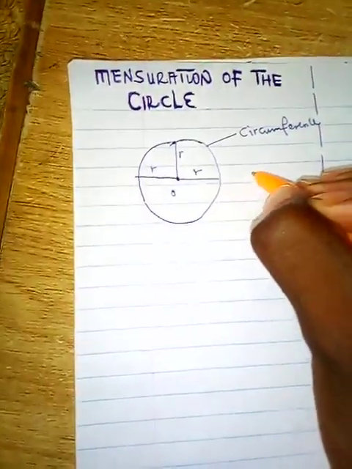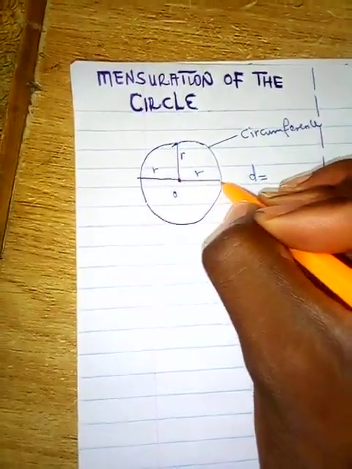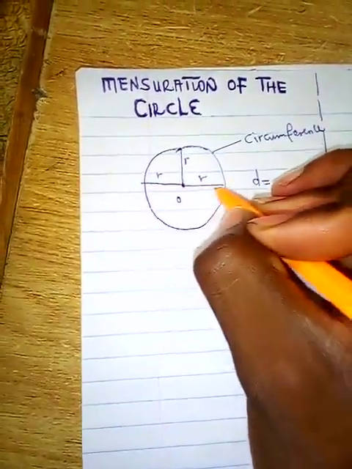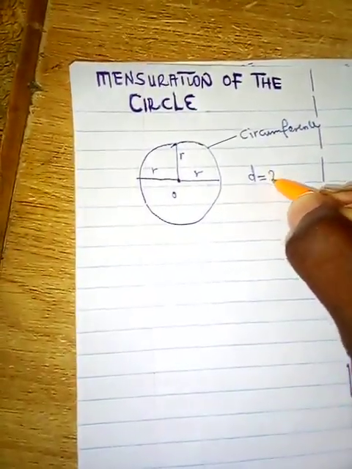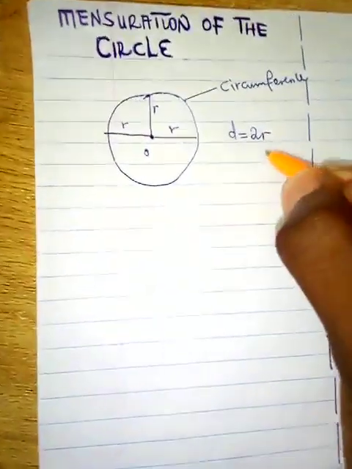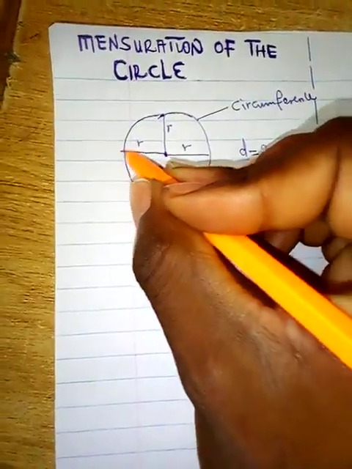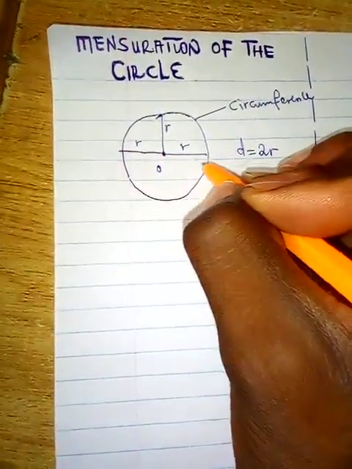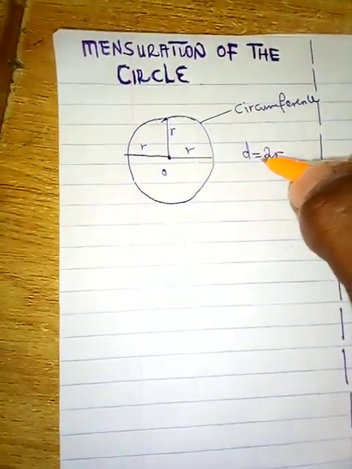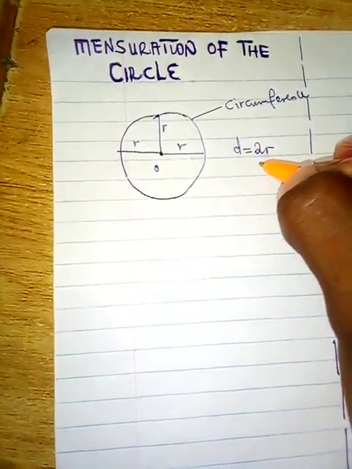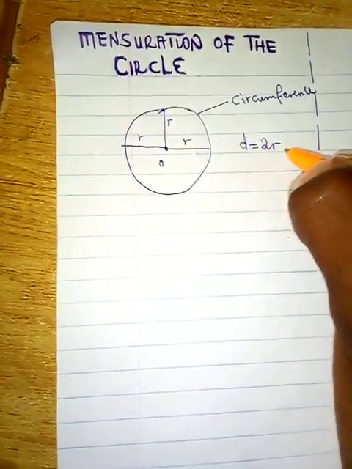If you sum the radius values together, that is r plus r, what you're just going to have is your diameter. So this means that your diameter can be expressed as 2 times the radius. If you add this radius value with that radius value, what you're going to have there is the diameter. So the diameter is 2 times the radius.